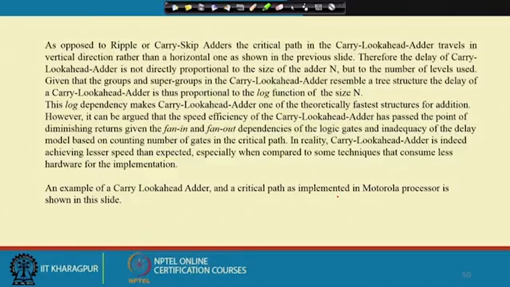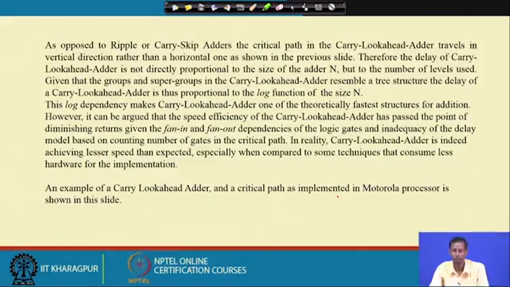So, therefore, the delay of a carry look ahead adder is not directly proportional to the size of the adder n, but to the number of levels used. Given the groups and supergroups in a carry look ahead adder resemble a tree structure, the delay is thus proportional to a log function of size n. So, if I use 8 bits, the corresponding levels I require is log base 2 of n, so that is 3. So, the log dependency makes the carry look ahead adder one of the theoretical fastest structures for addition.